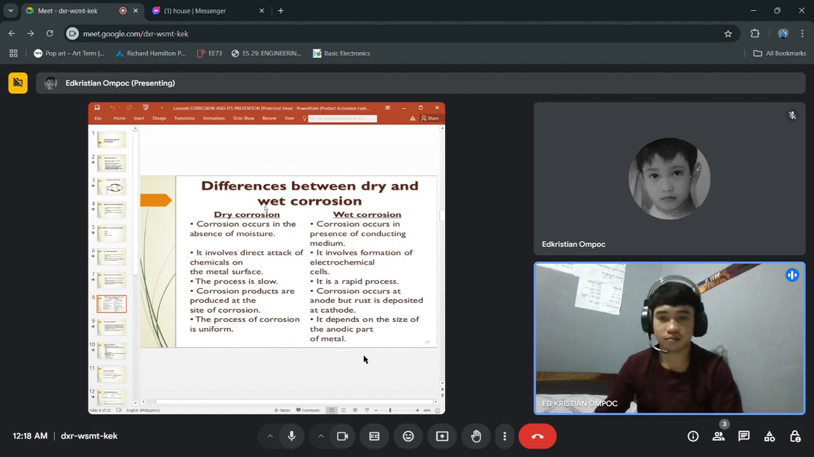The process is slow. Corrosion products are produced at the site of corrosion, and then the process of corrosion is uniform. Sa wet corrosion, it is a rapid process. Corrosion occurs at anode, but rust is deposited at cathode. It depends on the size of the anodic part of a metal.